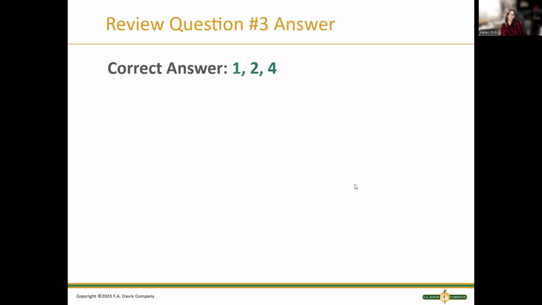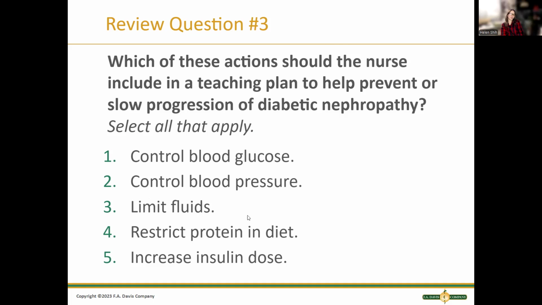So it's everything but 3. We're not going to limit fluids for the patient with diabetic nephropathy, which is fine. It's just something that, hey, even I have to review too, right?